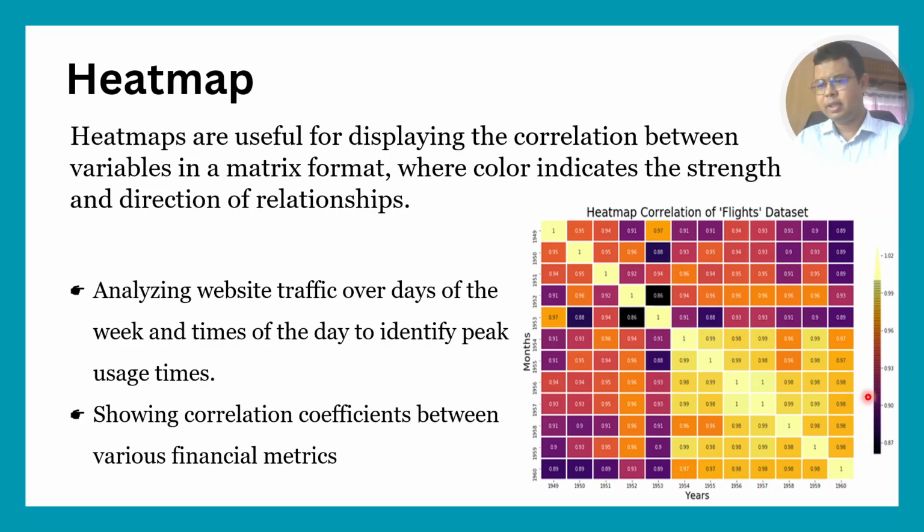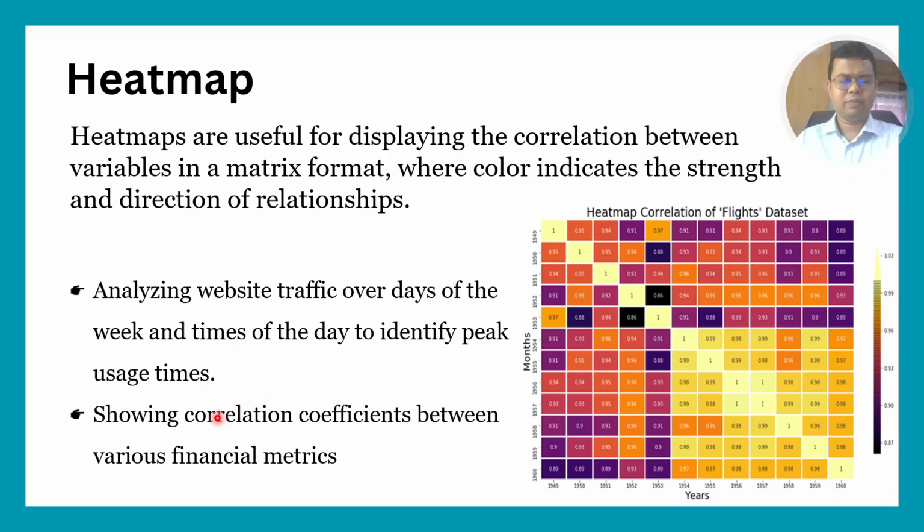So here you can see the very light portion is strongly correlated, and the dark portion is weakly correlated, right? So we can see here, for example, this variable is strongly correlated. To understand the correlation among the variables in a single matrix, we can use the heat map, right? So in analyzing web traffic over days, for example, we can identify which time the web traffic was too high and which time the web traffic was too low.